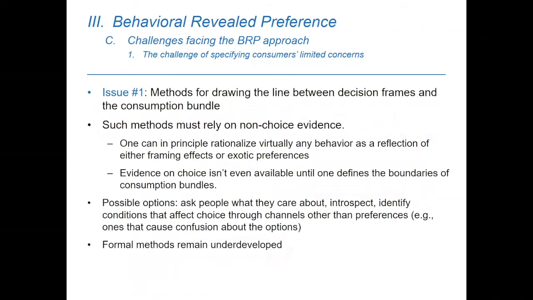Well, we can ask people what they care about. We can introspect. We can identify conditions that affect choice through channels other than preferences, for example, ones that cause confusion about the options. Now, I'm listing a bunch of possibilities, but I'm not describing any formal methods. And the reason for that is that formal methods still remain underdeveloped. This is an aspect of the behavioral welfare framework that could use a lot more attention.